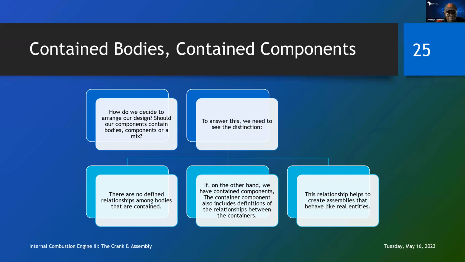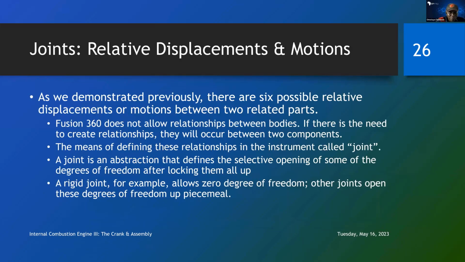Joints, relative displacements, and motions. As we demonstrated previously, there are 6 possible relative displacements or motions between 2 related parts: 3 linear and 3 rotational. You can look at it as X, Y, Z. Those are the 3 linear possibilities, and then rotating about those axes. Those are the only 6. Any other displacement can be related to those 6. So a maximum of 6 degrees of freedom.